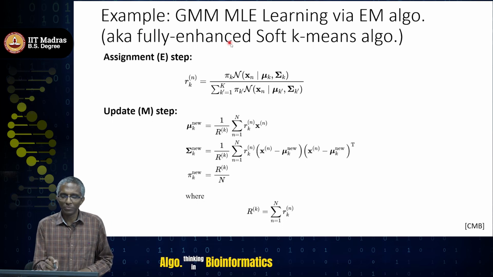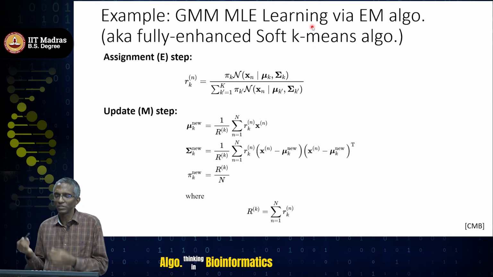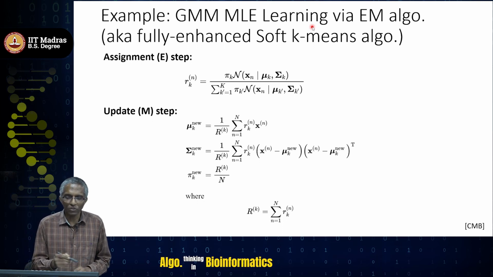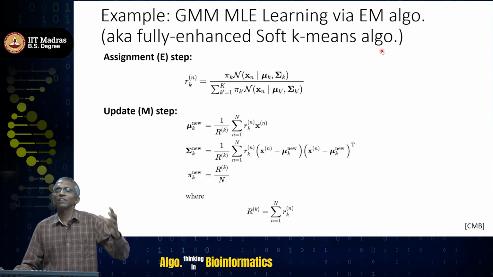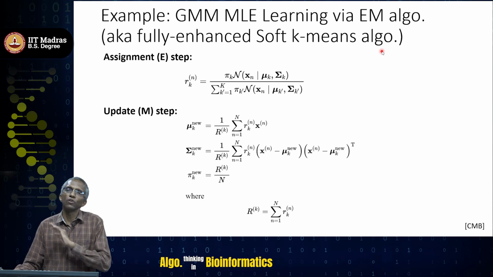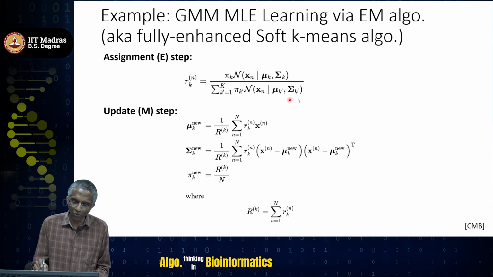So in this final example, version 4, we are trying to do the Gaussian mixture model MLE learning, like learning the parameters of this model using the MLE approach, specifically using the EM algorithm, okay. This is also known as the fully enhanced soft k-means algorithm, because we are making everything more general. We are having a general multivariate Gaussian for each of these components, and then a general mixing of all of these, right. And so how will the assignment step, the E step, and the update step look for this generalized fully enhanced soft k-means? It will look like the following.